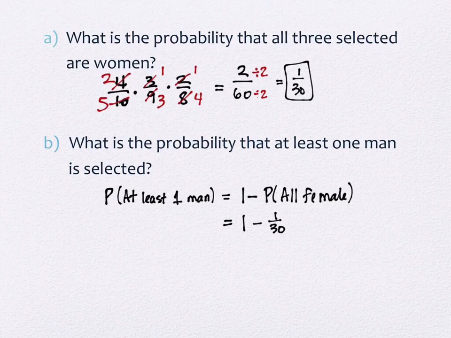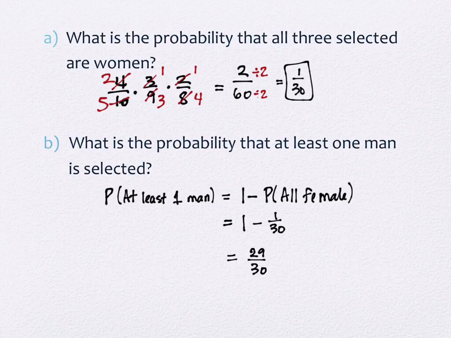Don't overthink it. 29 over 30. Right? It's all the other ones. They have to add up to 1. 29 over 30. Were we overthinking it? Maybe, yeah, a little bit. It's okay. It's 29 over 30.